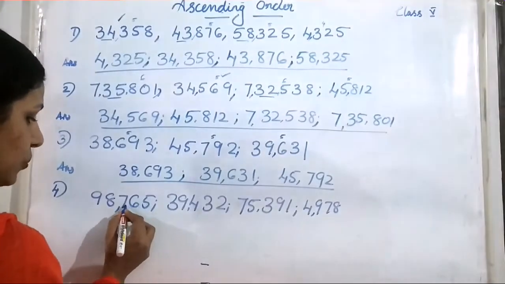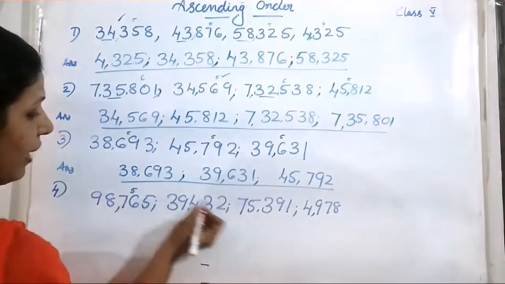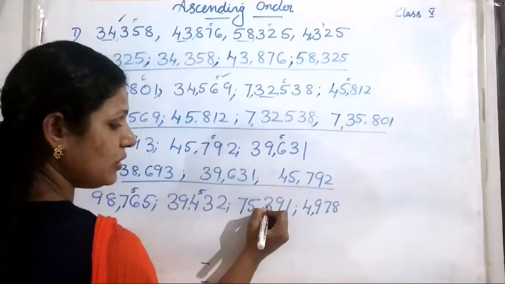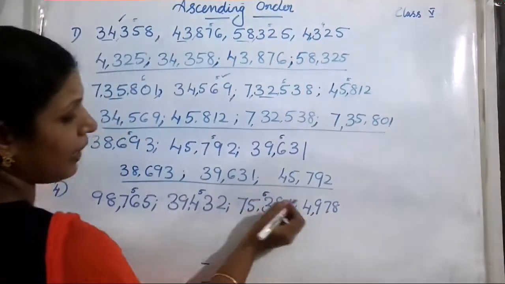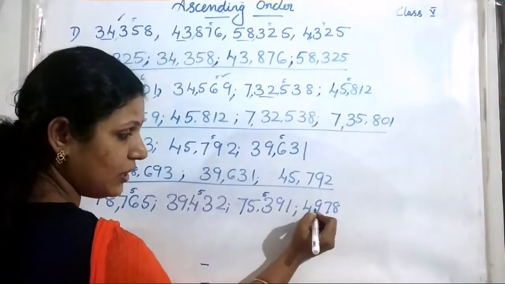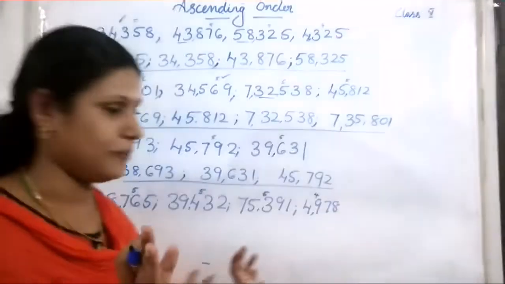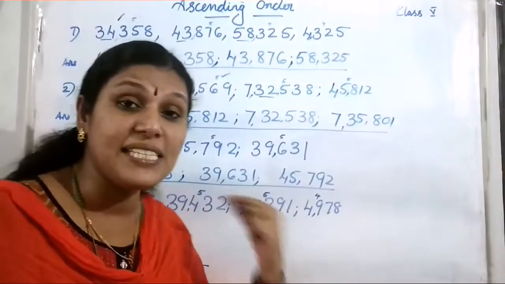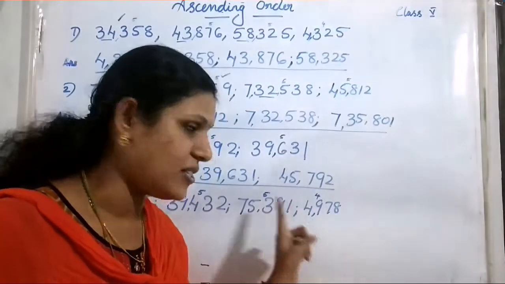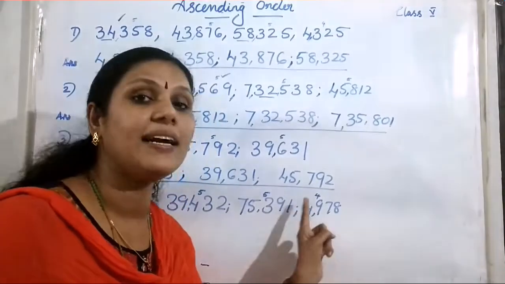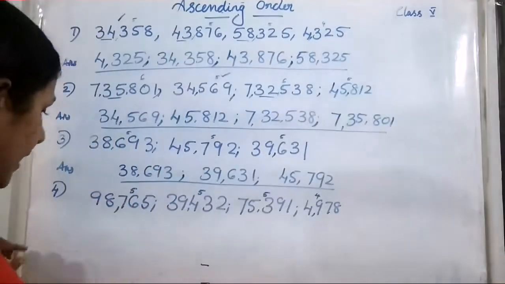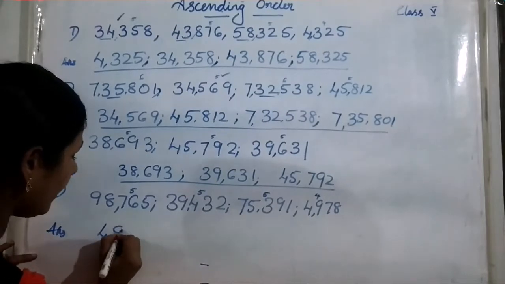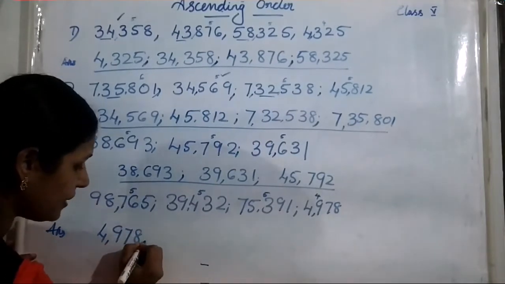That is 1, 2, 3, 4, 5. Here 5, 1, 2, 3, 4, 5. Here 5, 1, 2, 3, 4, 5. Here also 5. Here 1, 2, 3, 4. Here only 4. So from these numbers of digits, which is the smaller one? 4 is the smaller one. So we write 4,978 in the first place. That is our answer, 4,978 in the first place.